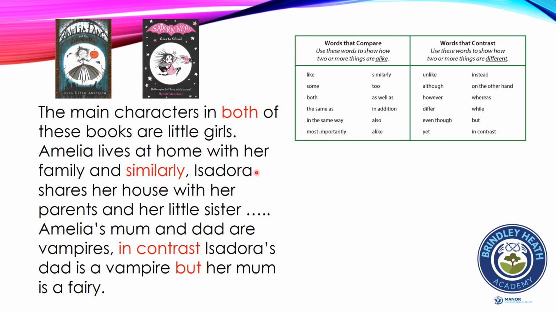So first we're saying what's the same, and then we say what's different. Amelia's mum and dad are vampires. In contrast, Isadora's dad is a vampire, but her mum is a fairy. So we say what's the same, and then we say what's different. And you've got the vocabulary again there for you to use.